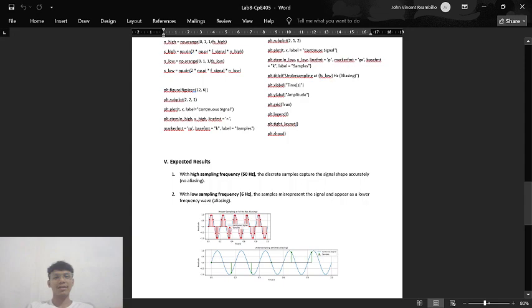For example, in audio recording, if the sampling rate is too slow, high-pitched sounds can distort and mix with the lower tones, resulting in unwanted noise or hiss. Similarly, in video, when the frame rate is too slow, fast-moving objects can appear to move backward or flicker. This is also a form of aliasing called the wagon wheel effect.